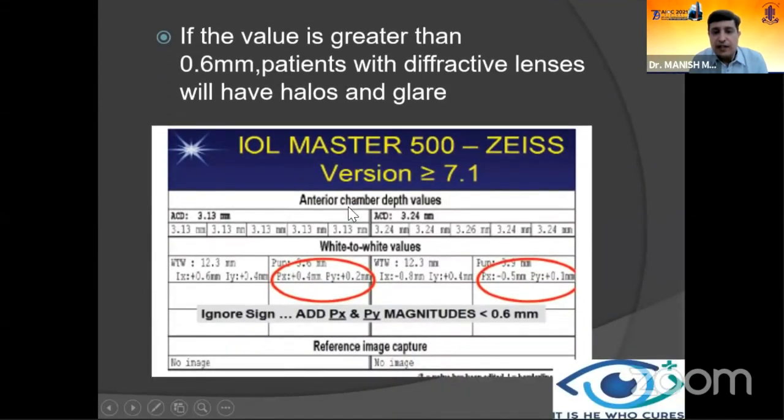You can also get this kappa value when you do an optical biometry. When you look at the white to white values, down below is the kappa value. You see the px and the py. When you add px and py, it should be less than 0.6 millimeter. If it is less than 0.6 millimeter, that means this patient is good for a trifocal lens, and the patient will not have halos or glare. But if it's more than that, you should avoid putting a trifocal lens in this patient, as he may complain later on.